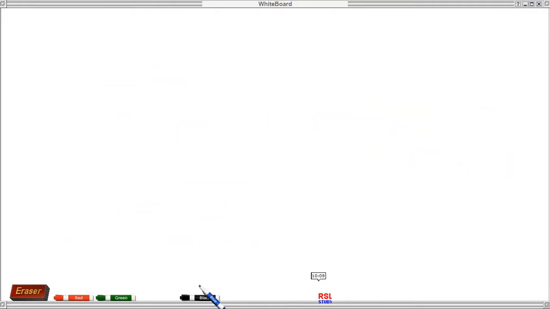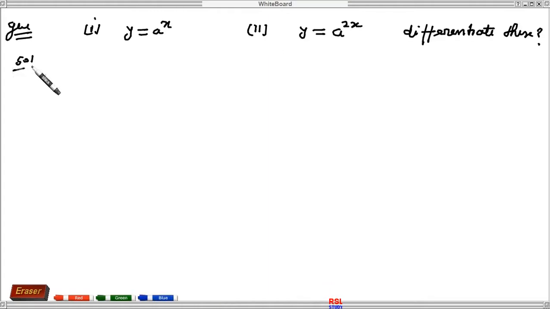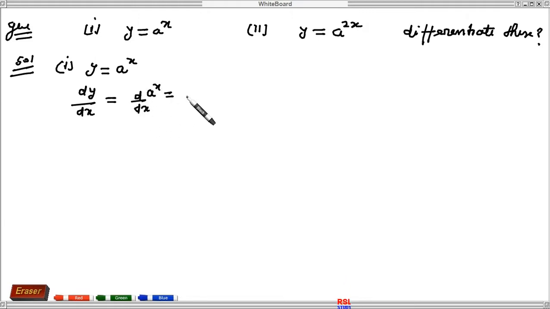So now moving to the next question. Two questions are given. You have to differentiate them. So y equal to a power x. When you differentiate it, d/dx of a power x is a power x log a. This is the rule. Very important rule, and you have to remember this.